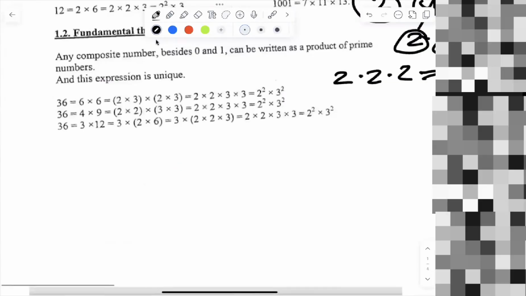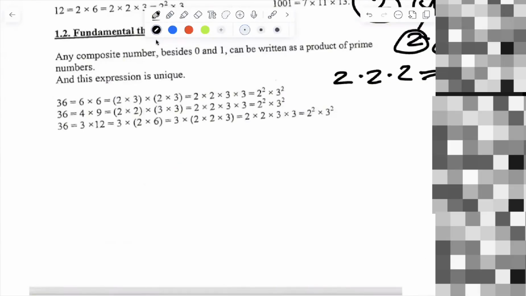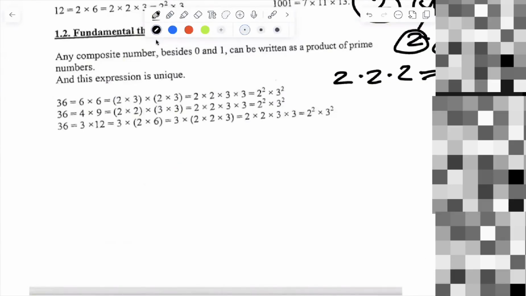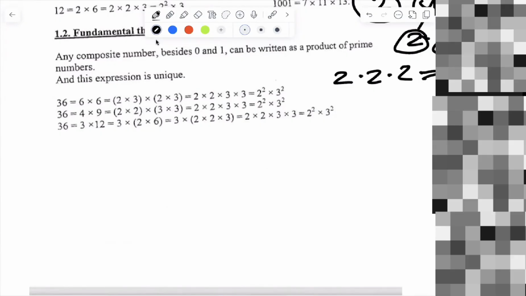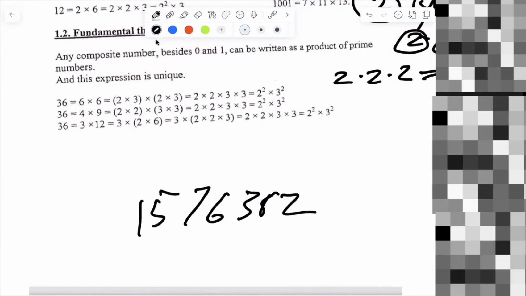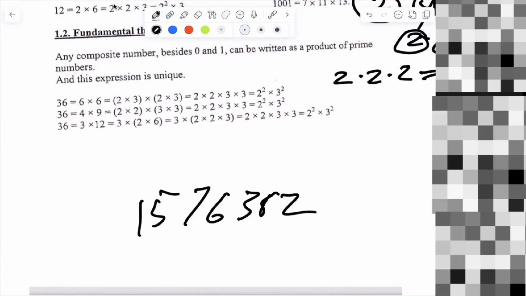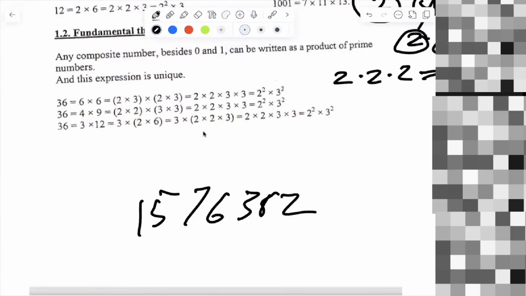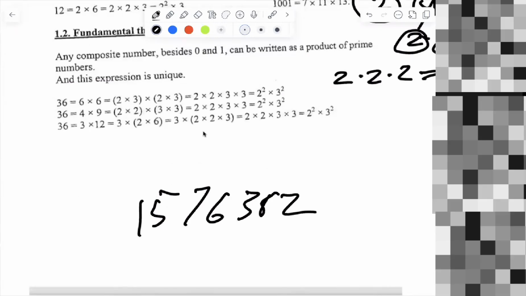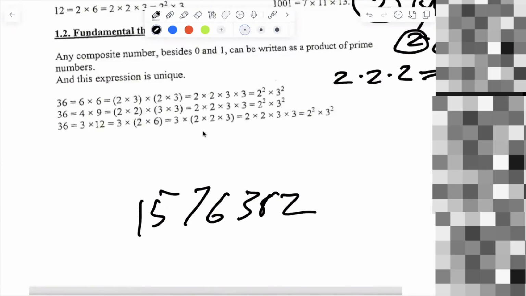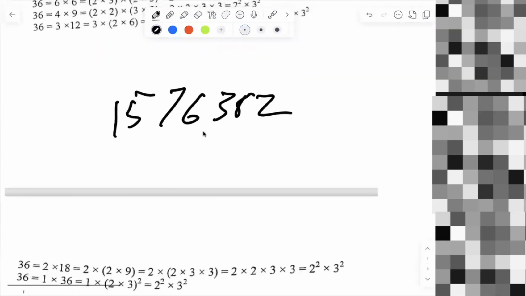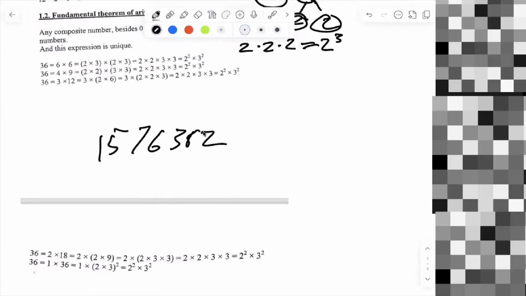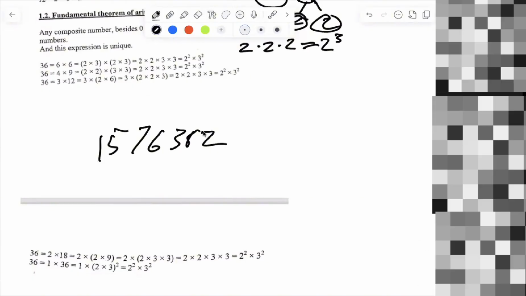So this is basically telling you, say we got 1,576,382. This huge number can be factored into prime numbers. And I'm not gonna factor it for you guys. You can just put it in the calculator and try to factor it. I'm not doing the math. But this for sure is factorable. Alright? And these are examples of showing 36 in prime factorization.